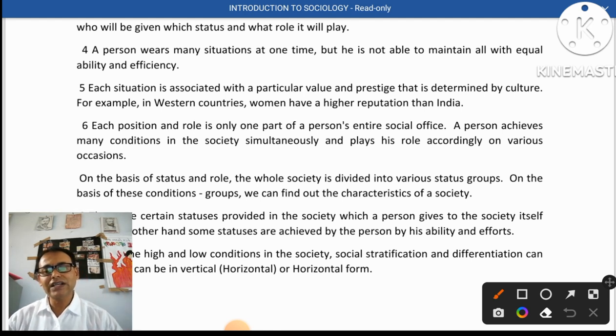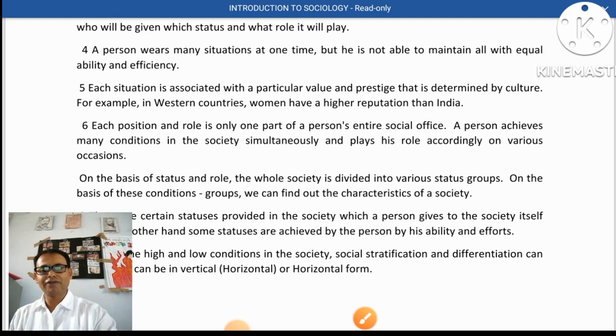Each position is a situation in terms of position. Each position is associated with particular value and prestige that is determined by culture. For example, in Western countries, women have higher reputation than in India. Each position and role is only one part of a person's entire social office.